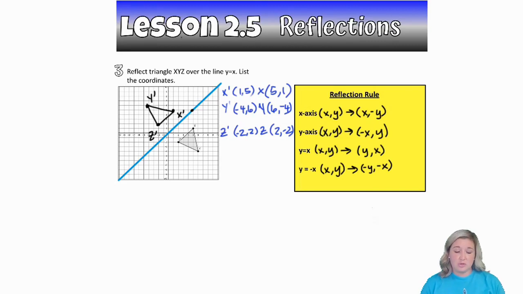So those are your transformation rules for reflection. So again, it depends on the line you're reflecting over, and then that's going to hold true to the rule. So you can derive the rule based on the coordinates that you're given, but it's kind of nice to be able to check your work if you know these rules. So keep these rules really handy.